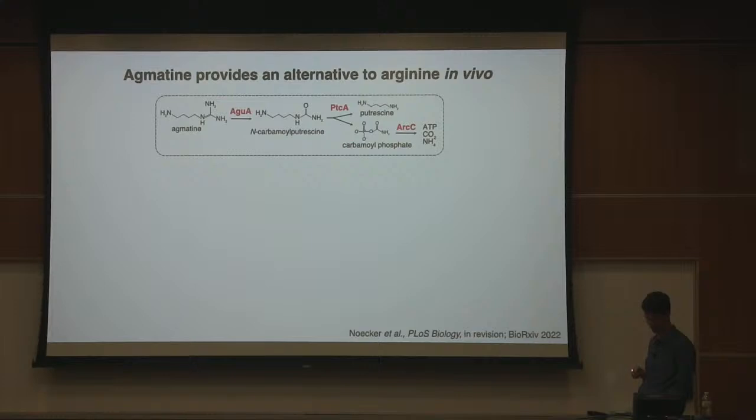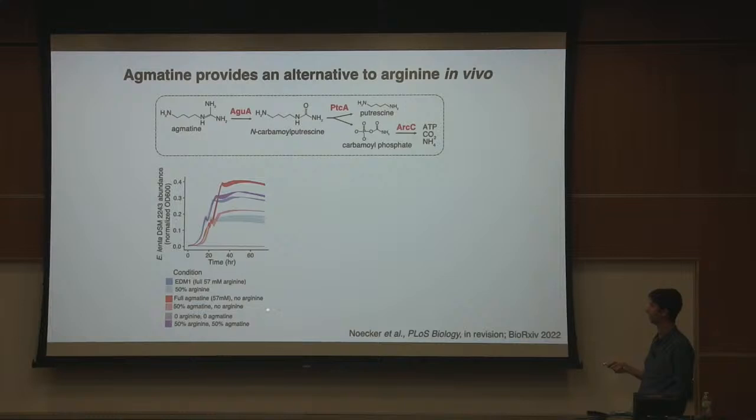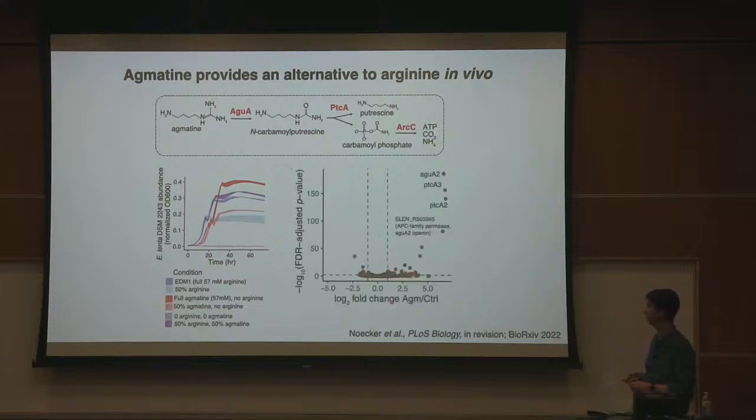Again, this is just a summary of the pathway and the genes that are involved. We did some experiments in vitro to show that you can mix and match arginine and agmatine. If you do, for example, 50-50 arginine-agmatine, in purple, it is similar to just having the full amount of arginine. And then we also looked by RNA-seq at gene expression and found that genes that we predict to be involved in this agmatine dihydrolase pathway are significantly upregulated in the presence of agmatine.